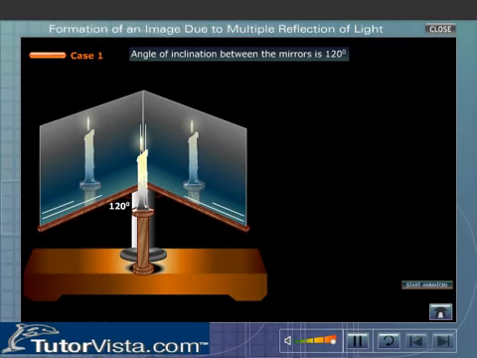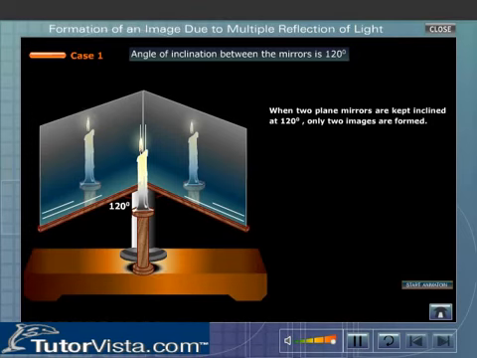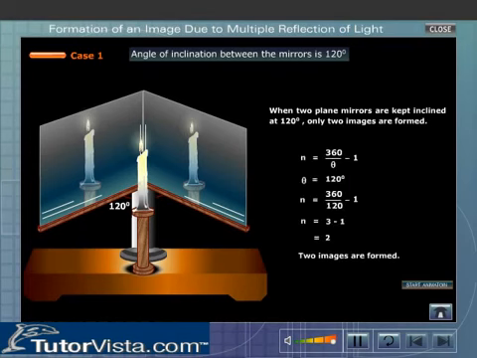When the angle of inclination between the mirrors is 120 degrees. You can see here that when two plane mirrors are kept inclined at 120 degrees, only two images are formed. Go through the mathematical proof given here and click on the button to see the ray diagram.